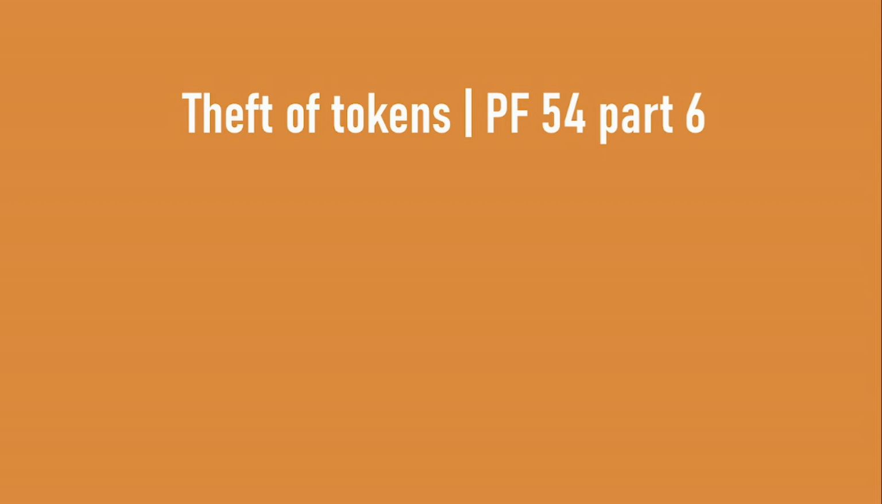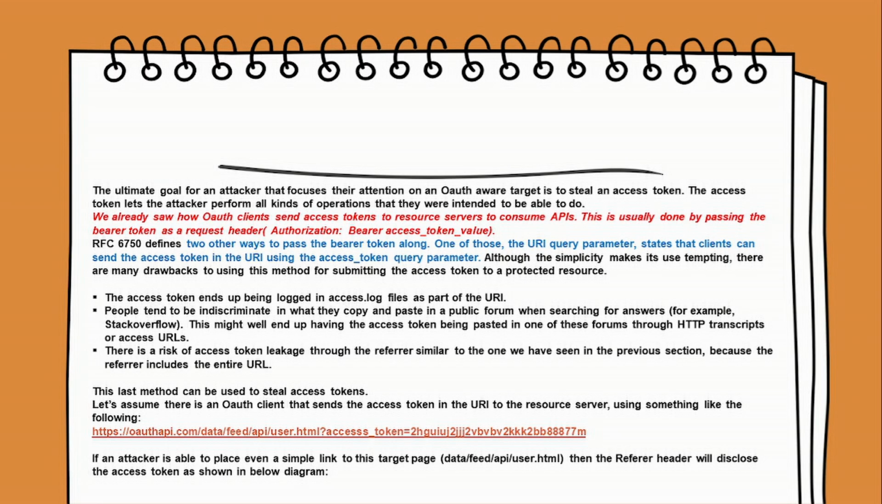So in the previous section we talked about the theft of authorization code and we understand what is the problem if the authorization code can be hijacked. Same thing, we can just talk about the token. So let's begin. The ultimate goal for an attacker that focuses their attention on an OAuth aware target is to steal an access token. The access token lets the attacker perform all kinds of operations they were intended to be able to do.